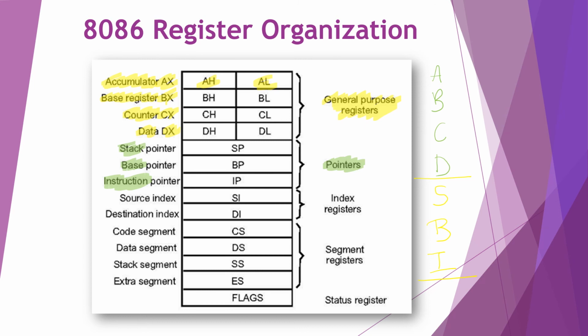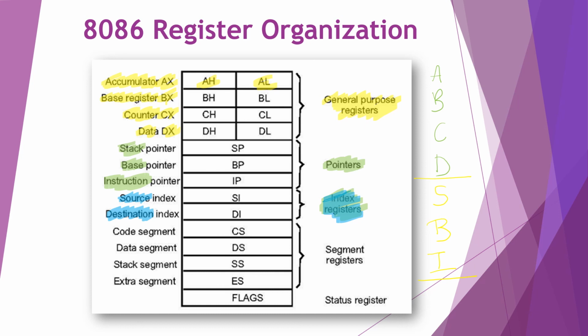Next group we have is the index registers. In the index registers we have a total of two registers, source and destination. See, indexing is normally needed during stack and queue operations, right? Source means from where you want to take the data, and destination means where you want to store the data. So we have source and destination index.